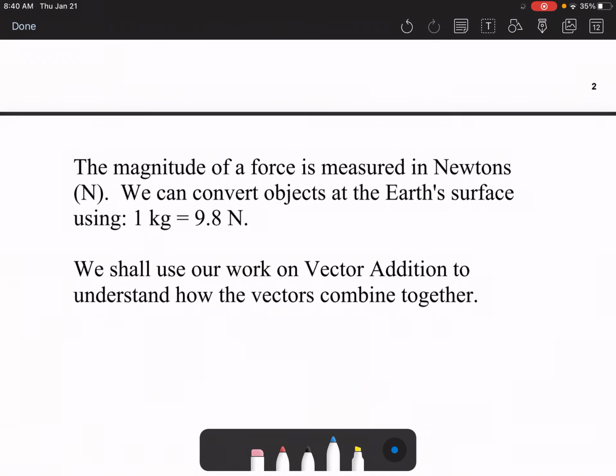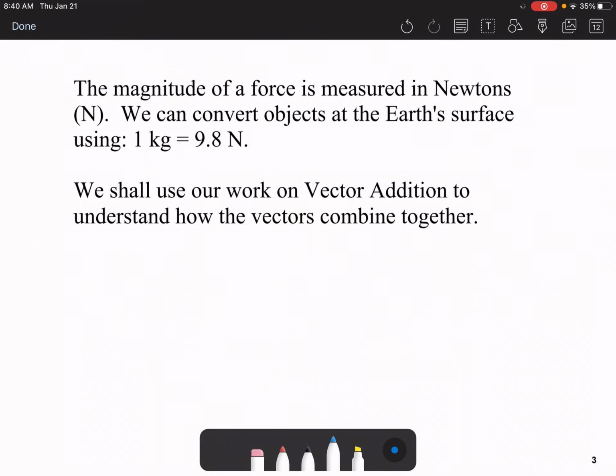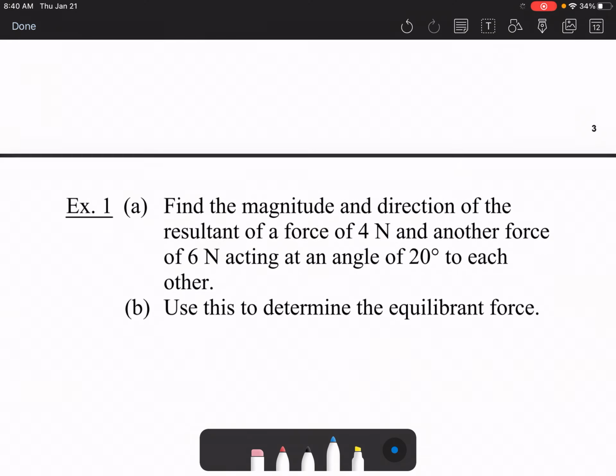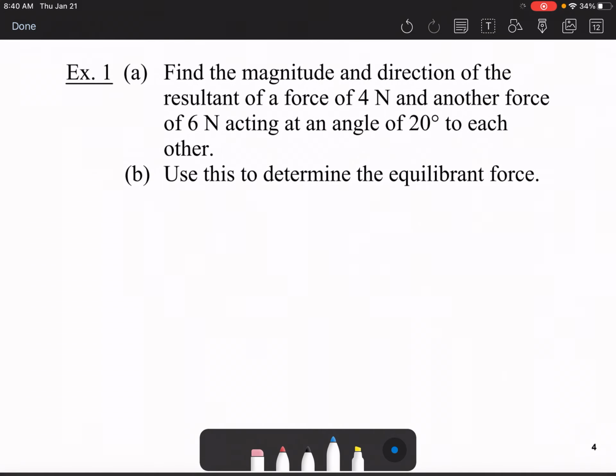Okay, so some things to note. The magnitude of a force is always measured in newtons. If we have any objects at a certain mass in kilograms at Earth's surface, we can use the approximation of 9.8 newtons acting upon that 1 kilogram mass. So 2 kilograms would be double 9.8 newtons. And we shall use our vector addition skills to combine vectors. Okay, so let's take a look at an example.